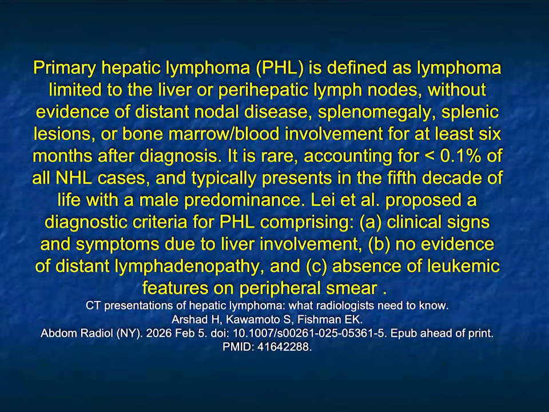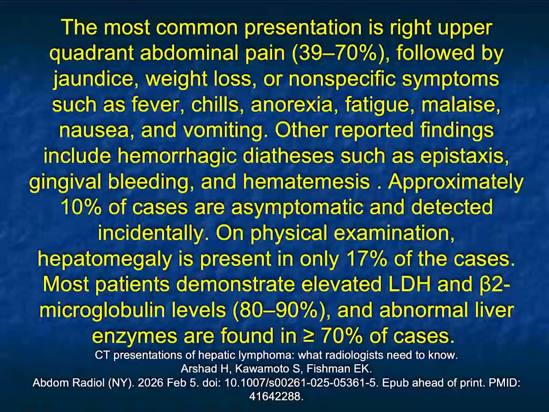It's rare, less than 0.1% of all non-Hodgkin's lymphoma cases, and typically in the 5th decade of life with a male predominance. Lee proposed a diagnostic criteria for primary hepatic lymphoma consisting of clinical signs and symptoms due to liver involvement, no evidence of distant lymphadenopathy, and an absence of leukemic features on peripheral blood smears.